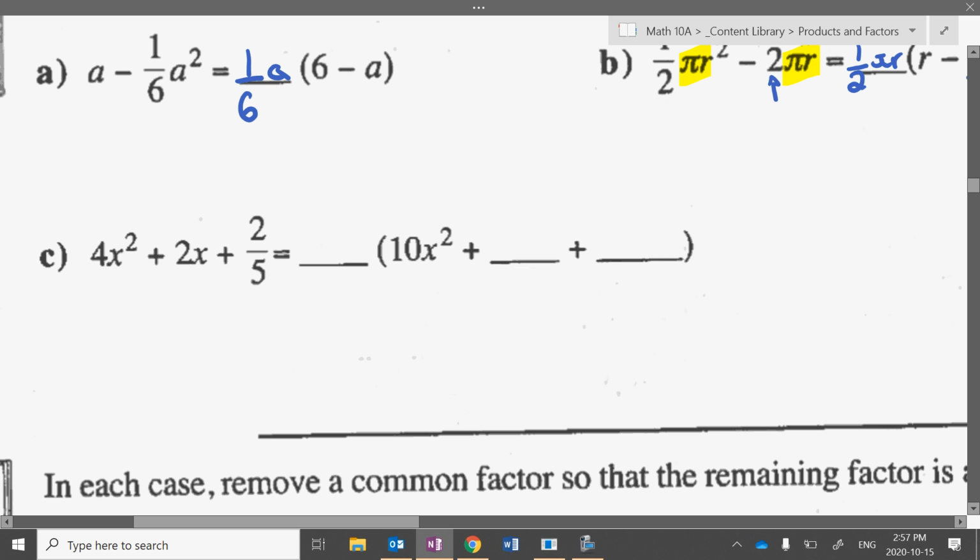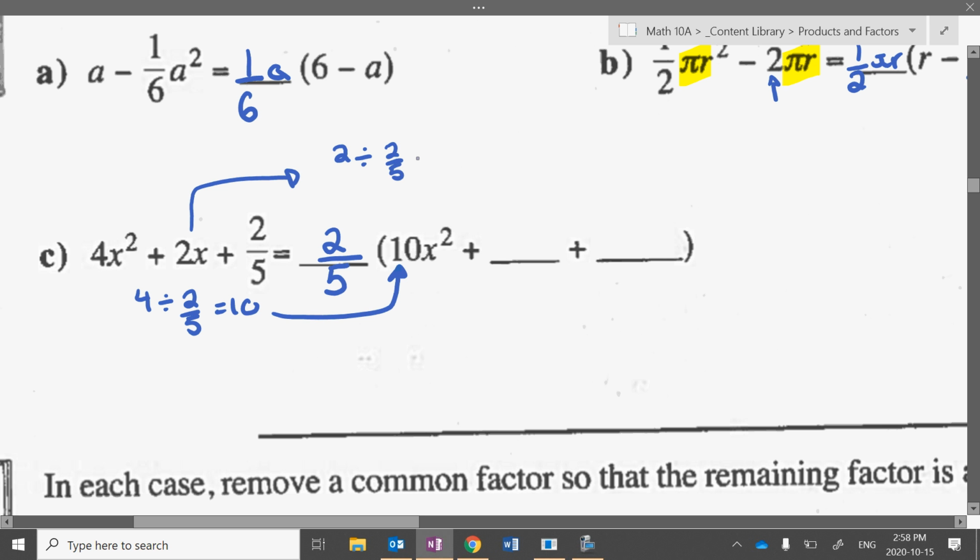Okay, let's look at this next one. Our GCF here is going to be 2/5. Again, this one's a little bit trickier. So 4, I won't go through it all, but 4 divided by 2/5 gave us the 10. That's where this one came from. 2 divided by 2/5 is going to be 2 times 5/2. Our 2's cancel, so this is going to be 5x. 2/5 divided by 2/5 is just 1.